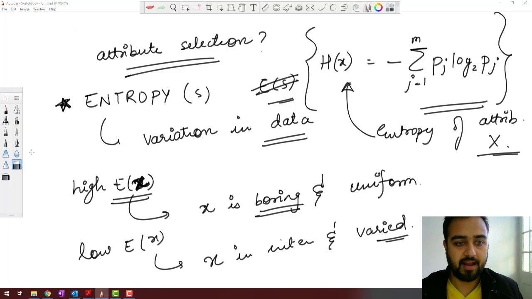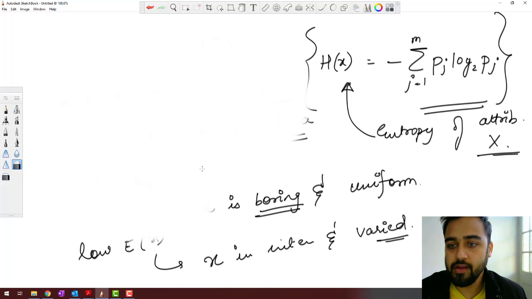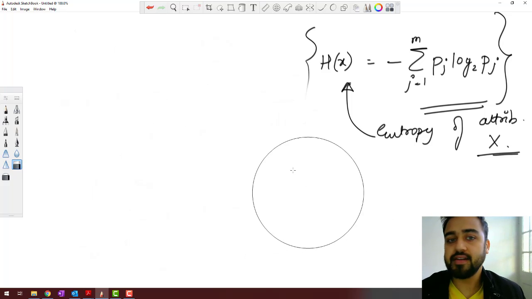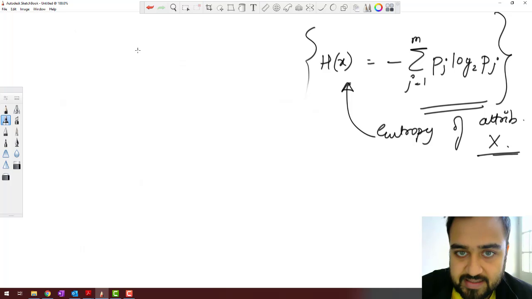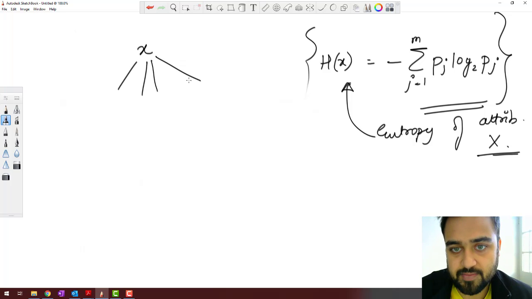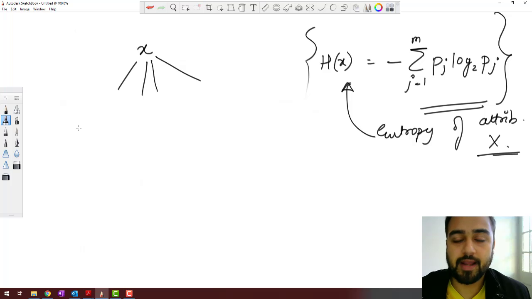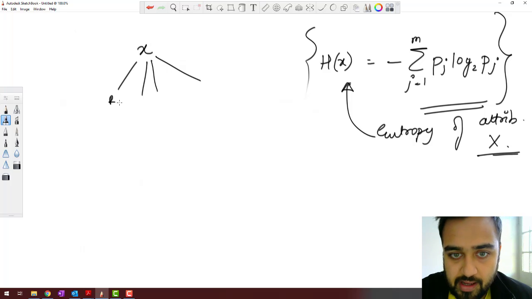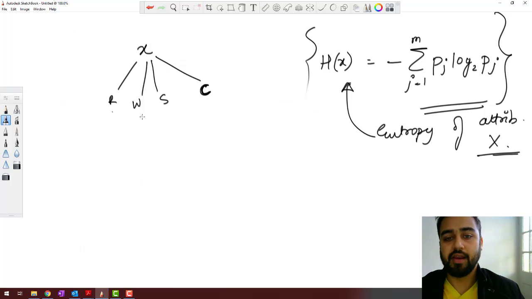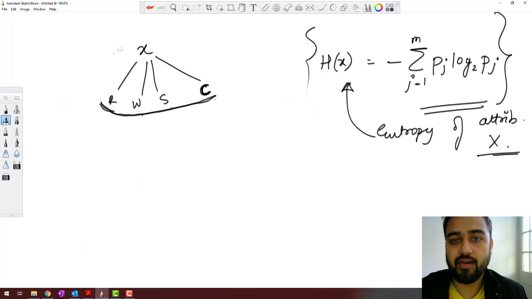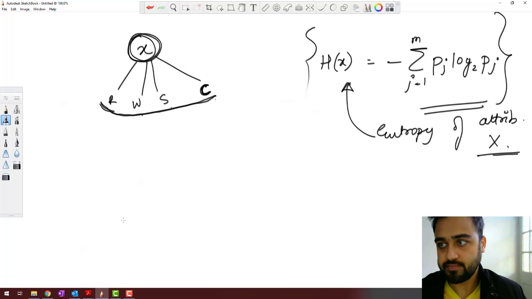I'll explain this formula as we proceed. So where P of J is the probability of occurrence of J type in an attribute X. Let's say X is made up of four types, let's say rainy, windy, sunny, and cold, right? So these are basically four types of features of a single particular feature X, right?